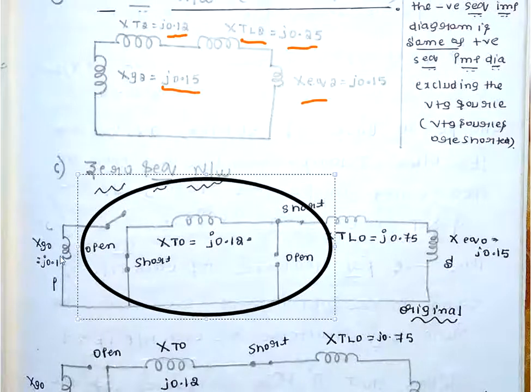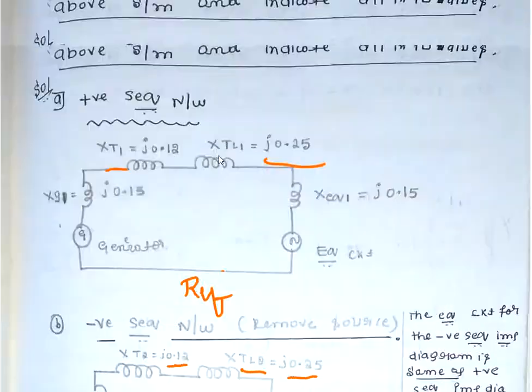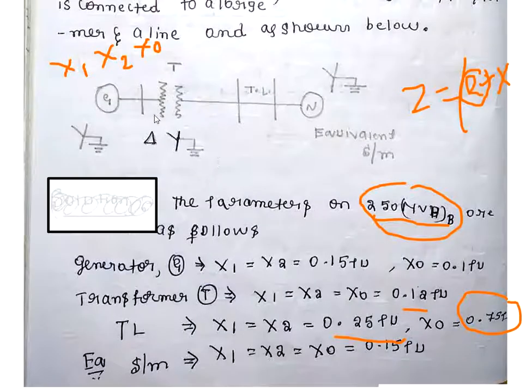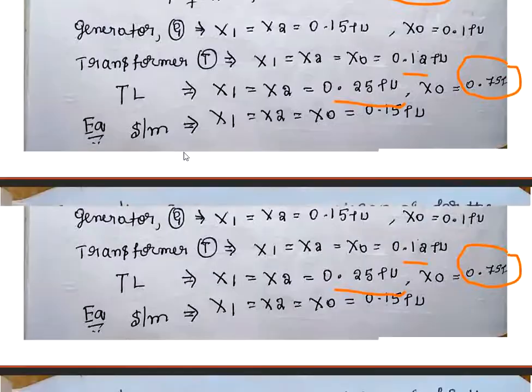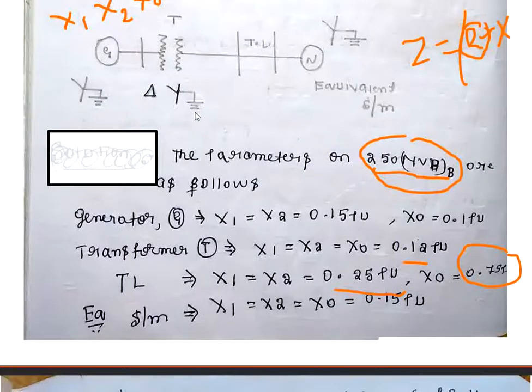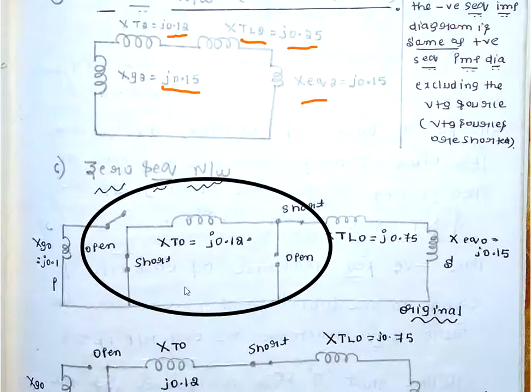So I need to draw the sequence network for a transformer. Here the positive sequence is of a machine, the synchronous machine or generator I have drawn, and it is connected in series with the machine. So how will you draw the zero sequence network for a transformer? See, my primary is delta and secondary is star grounded. So the shunt switch will be closed when it is delta, and the series switch will be closed when it is star grounded.